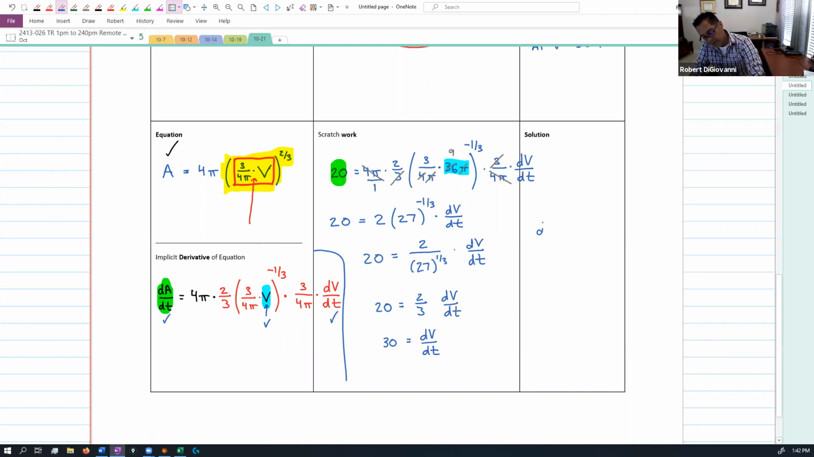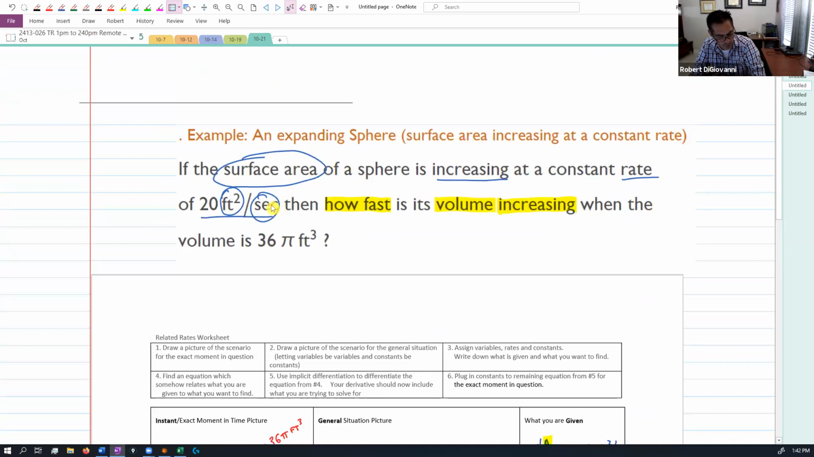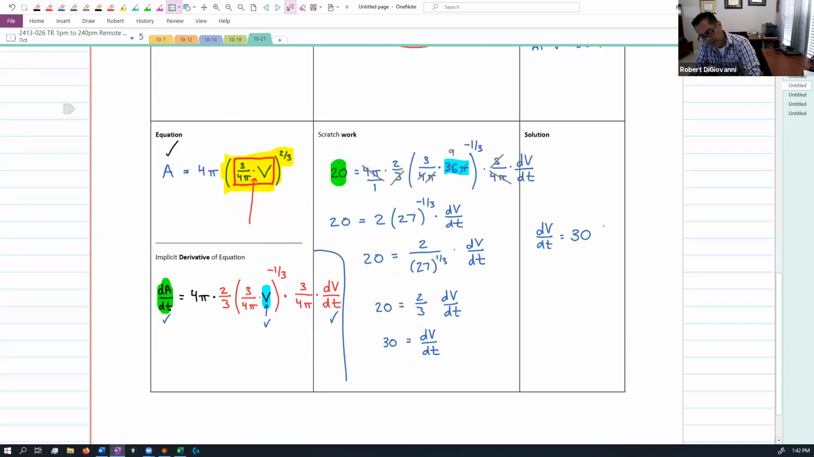So our answer here, dV/dt, should be 30, and I just need the units. And volume is measured here in, let's see, feet cubed, right? So feet cubed over our unit of time, which is seconds.